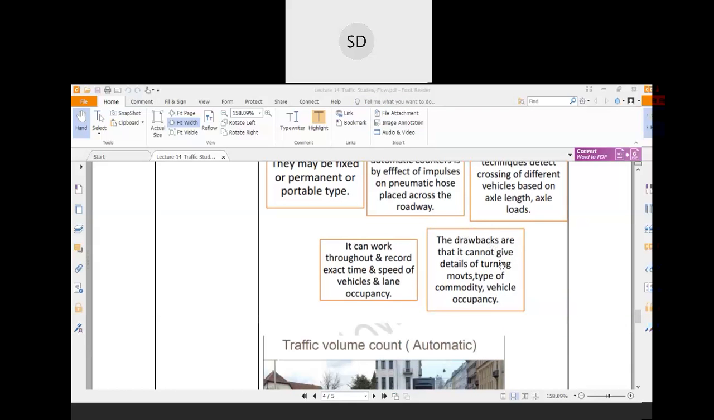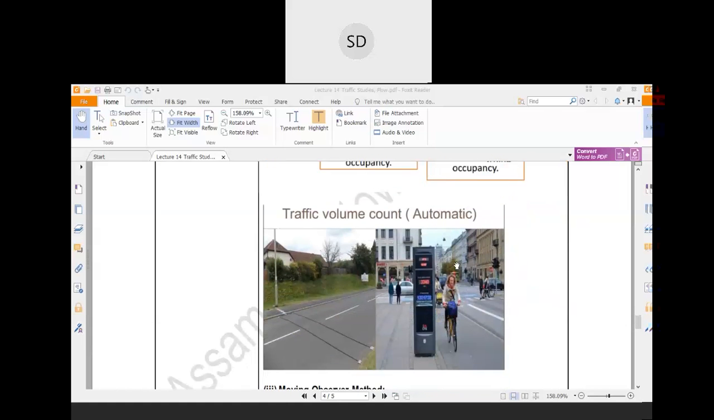But the main drawback of the automatic counter is that it cannot give the details of turning movements at the intersection and the vehicle occupancy, that is, how many passengers are there in a particular vehicle. That data cannot be derived from the automatic counting methods.